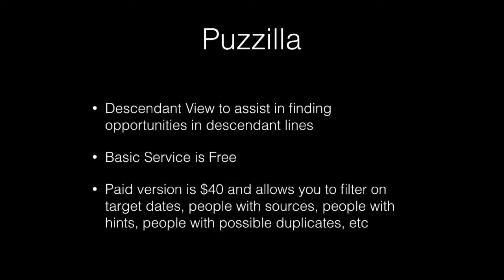The next one is Pozilla. It's a descendant view that assists you in finding opportunities in descendant lines. The basic service is free. A paid version is $40 and allows you to filter on target dates, people with sources, people with hints, people with possible duplicates, etc. So I'm going to show a little video clip that kind of tells about how it works.